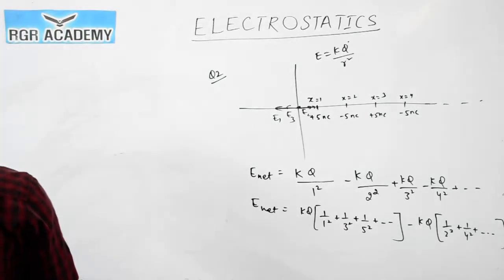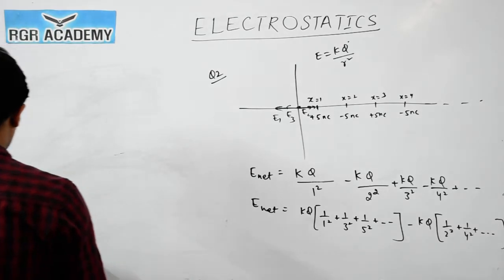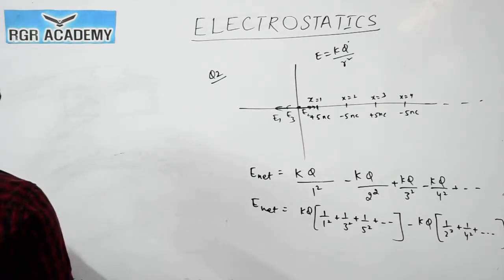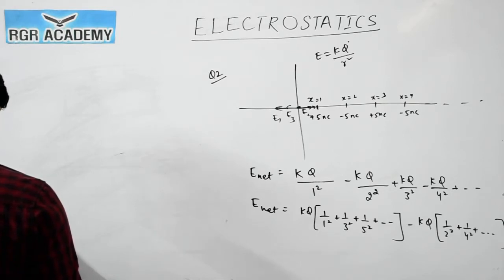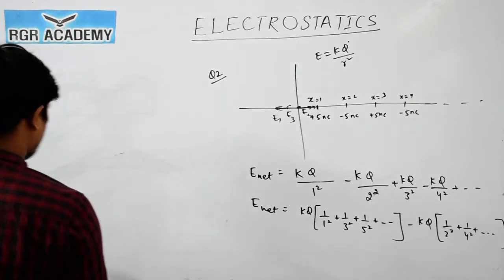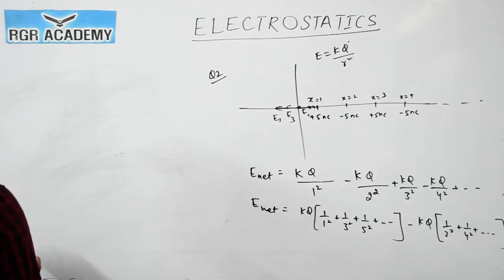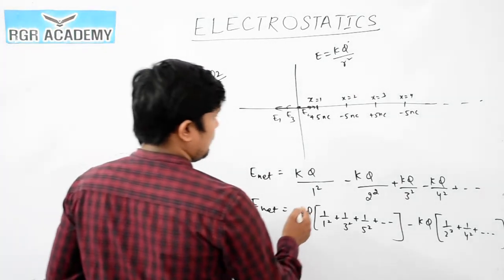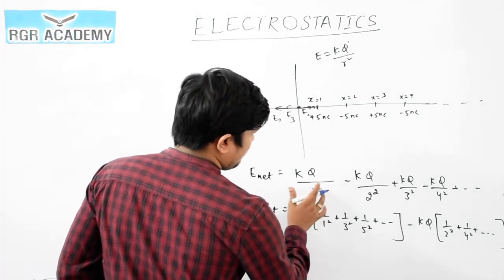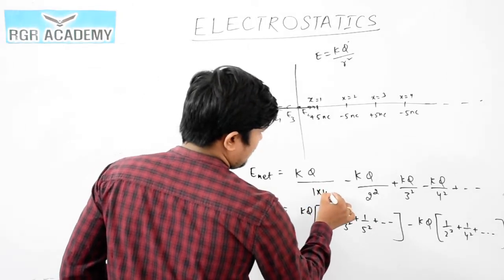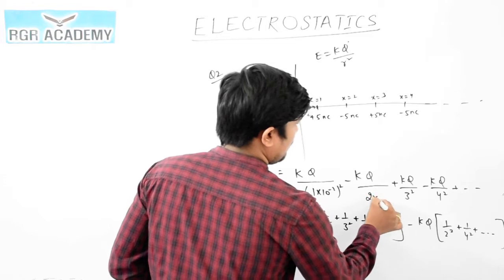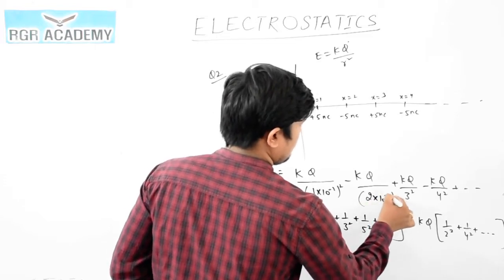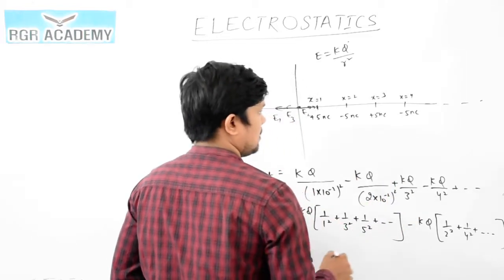So we can write down this term as... distances are given in, what are the distances? Distances are given in centimeters. Okay, so actually this will be 1 into 10 to the power minus 2 square, because these are given in centimeters. Similarly 2 into 10 to the power minus 2 square, like this.